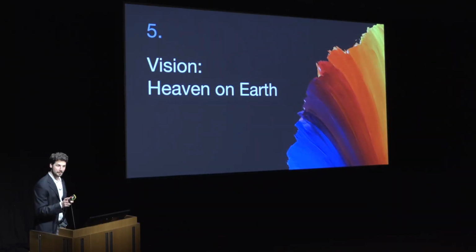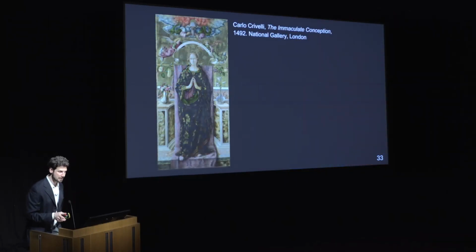And finally, we are ready for the vision. Another image of the Immaculate Conception is actually here in the National Gallery by Crivelli, the same artist of the Annunciation. And this is one of the earliest examples of the Immaculate Conception. Let's try to set the scene. Where is she? She's in no space.